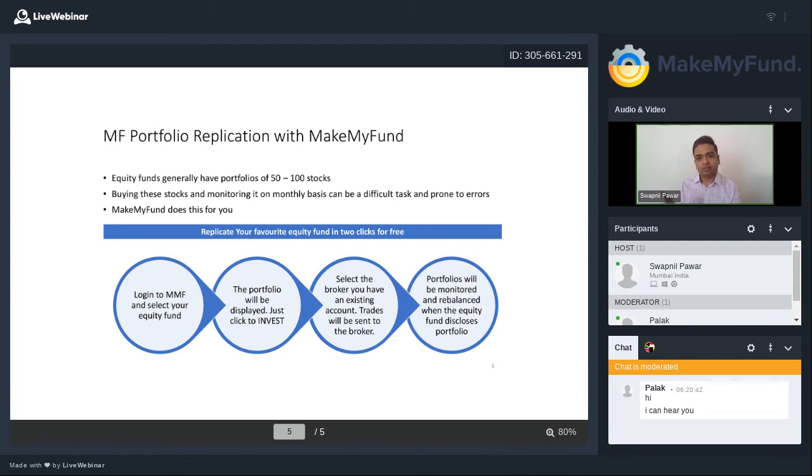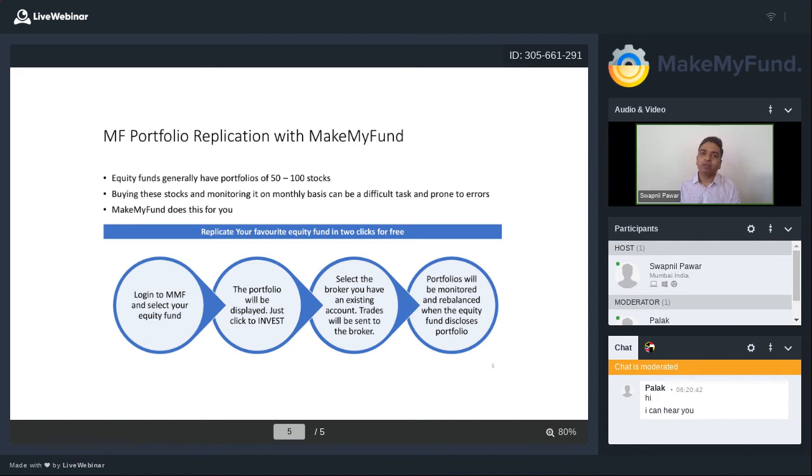The portfolio is displayed. We'll go through this process in a demonstration as well, but I'm just highlighting the broad strokes here. A portfolio will be displayed. So you essentially pick your fund, which is Axis Large Cap or HDFC Top 200 or whatever it might be, and the portfolio is there. You don't have to take our word that this is the portfolio. You can also double check in the early days whether it matches what the fact sheet says. It will match because that's the same source we're using. And you just have to do one click invest.